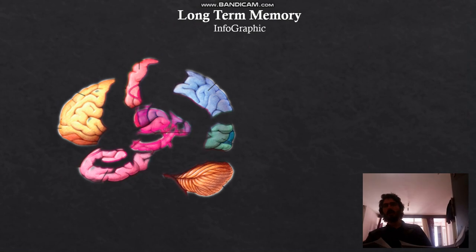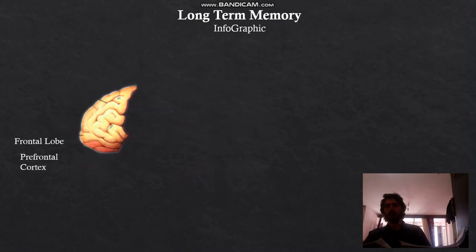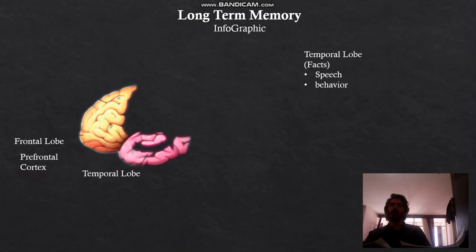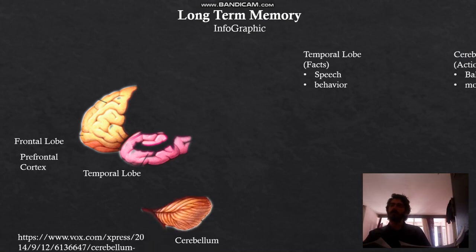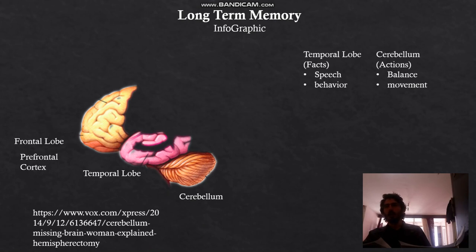Long-term memory is distributed and located in different lobes in the brain. We have already seen the frontal lobe. The temporal lobe is responsible for storing facts and behaviors. The cerebellum is our little brain, which controls actions. There is an interesting experiment about this lobe. The cerebellum was surgically removed from 8 people due to medical conditions, and they survived.